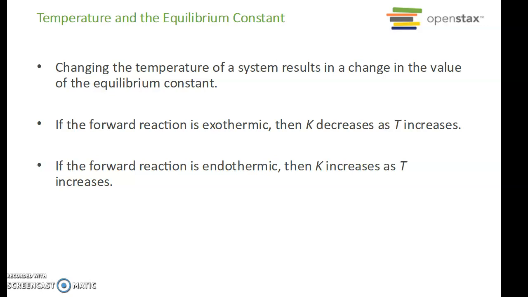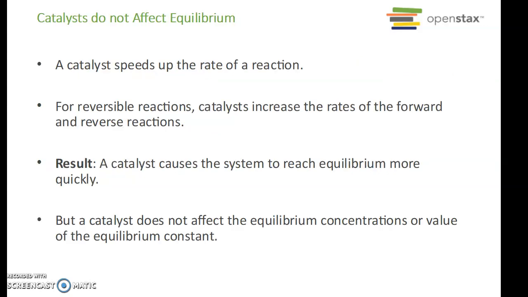So, in other words, in the first example there, forward reaction exothermic, K decreases as T increases. So you increase the temperature, decreasing K means that it's moving back towards the reactants. If it's endothermic, adding that additional temperature is pushing it towards the products. Hopefully that's clear.